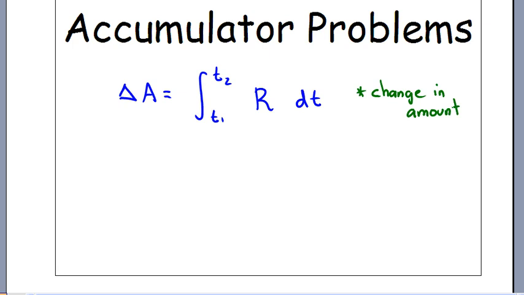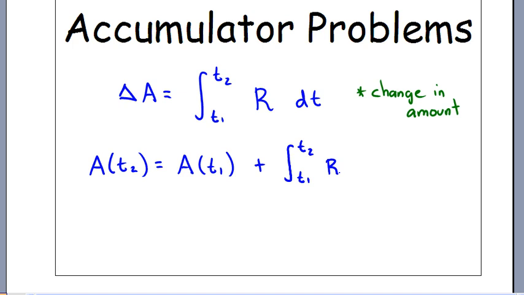But if you really want to know the actual amount of water in the tub, then you have to deal with the fact that there may have been water in the tub originally. So the actual amount at time 2 is going to be the starting amount at time 1, because there may have been water in your tub already. And then we're going to accumulate more water from time 1 down to time 2. So this is actually going to be the final amount.